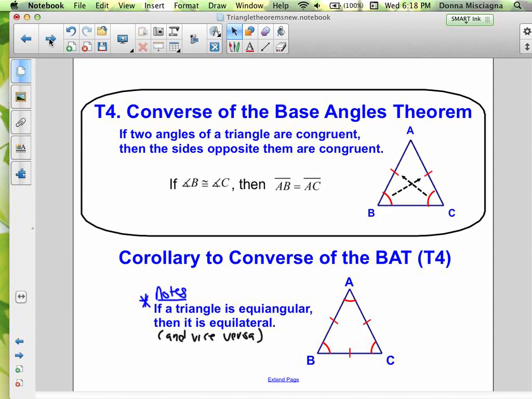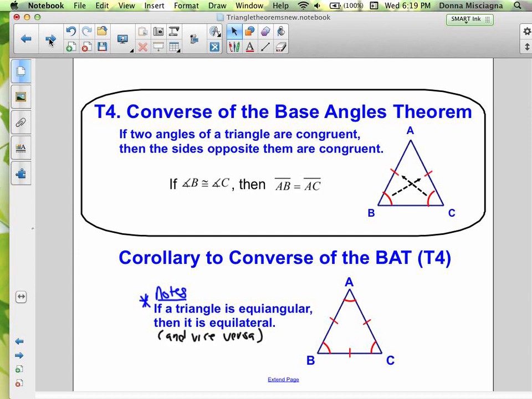So, converse of base angle theorem: if two angles of a triangle are congruent, then the sides opposite them are congruent. We went over that before, but just a little reminder. Now we've proven it. And then corollary to the converse of the BAT, we're just abbreviating base angle theorem. Don't use that abbreviation. They can use it only because base angle theorem is earlier on the page. A corollary just means a little attachment, a little extra piece.